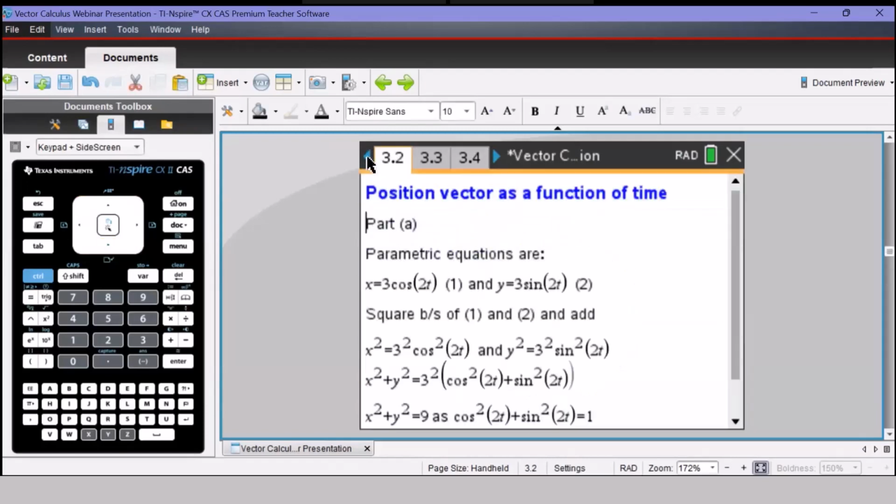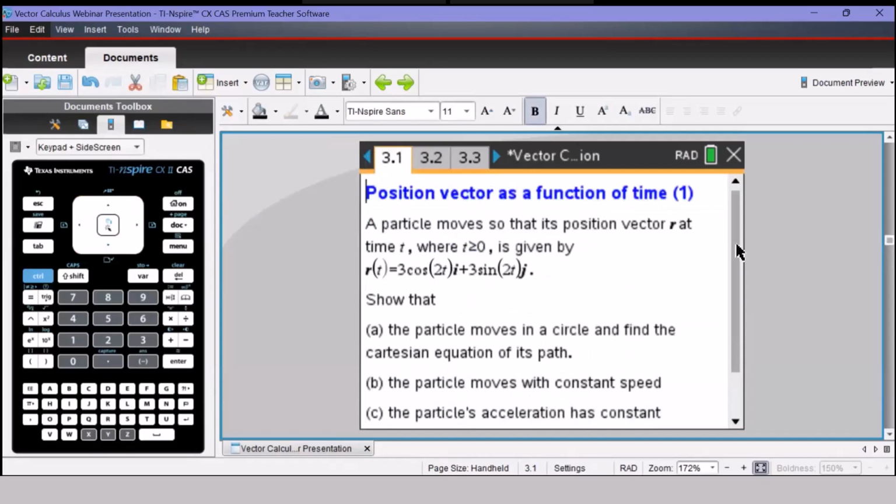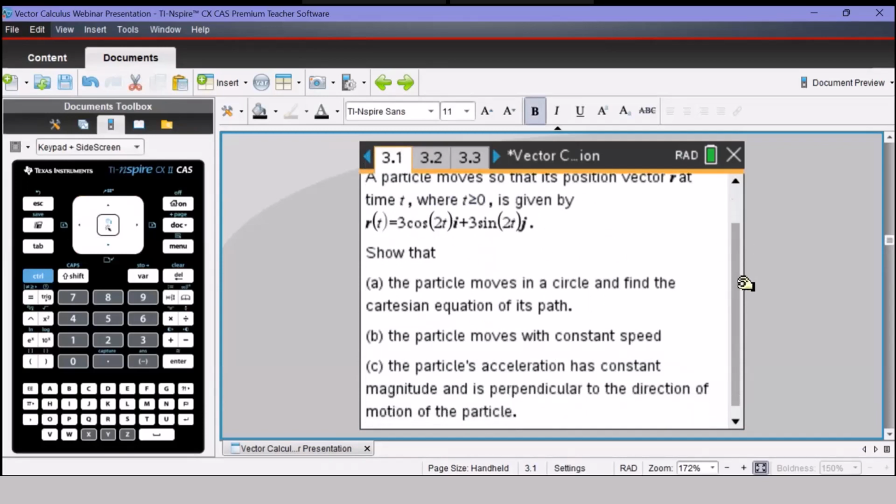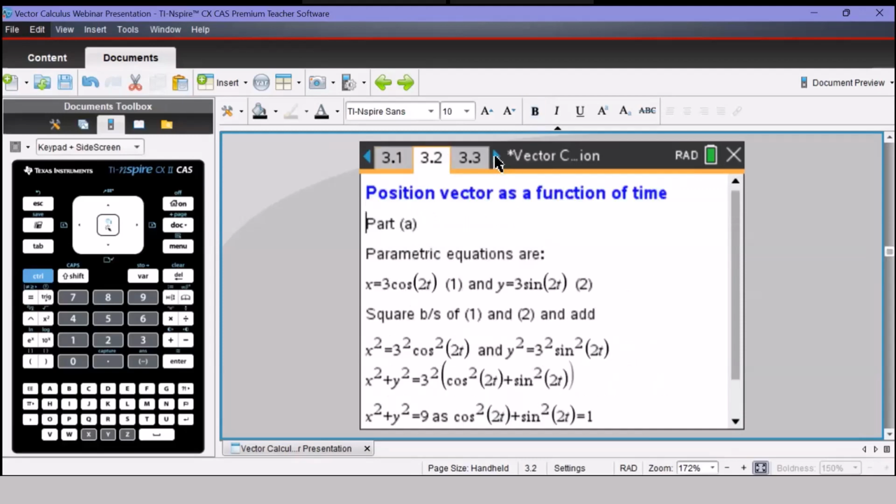And part C is show that the particle's acceleration has constant magnitude. So again, note no functional dependence upon t, and show that it's perpendicular to the direction of motion of the particle. So that last part means we need to form the dot product of the acceleration vector and the velocity vector. And for perpendicularity, we need to show that those two are equal to 0. Again, I would go through that by hand there with the students.